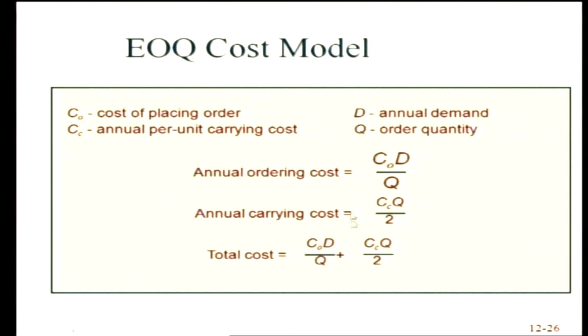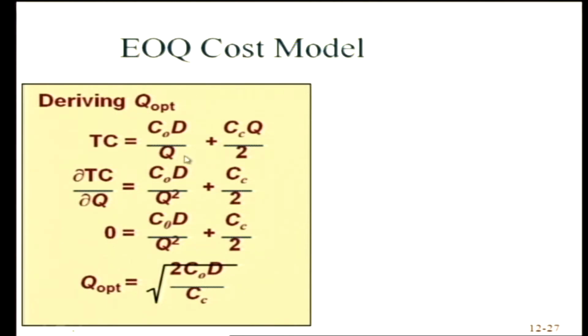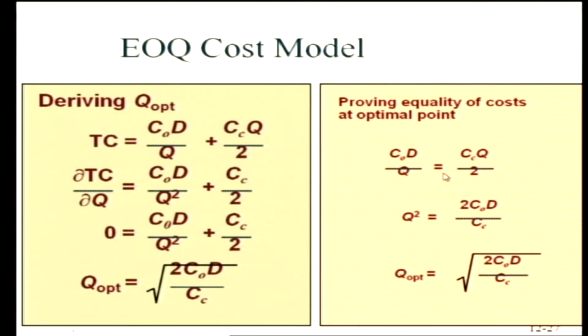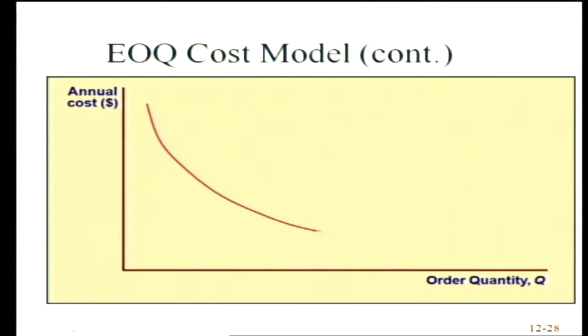So the total cost will be the sum of these two, and if you differentiate it, you will get the optimal Q, or economic order quantity, that is the square root of 2 CO into D divided by CC. That is a very common formula that is used in every company. Similarly, we can also say that at the economic order quantity point, the ordering cost and the carrying cost must be equal. When we equate these two costs, we get the economic order quantity, and again the value is the same as we calculated on the basis of the derivation.